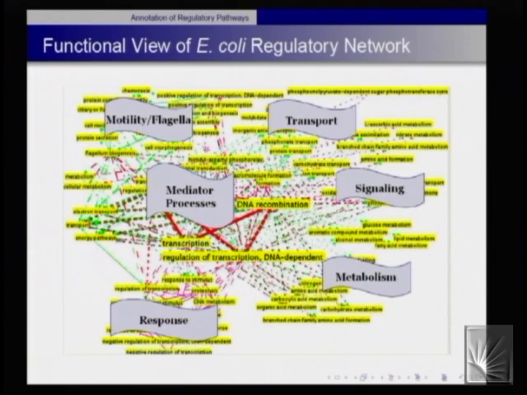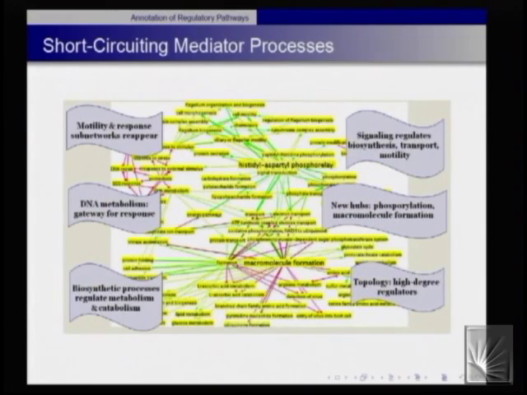So what we did is we removed the mediator processes. We short-circuited them, because we already know that they are the primary driving force in transcriptional regulation. So if there is a path from a gene that is involved in process A to transcription, and then from transcription to B, we simply replaced it with an edge from A to B. And then we did the same mining.